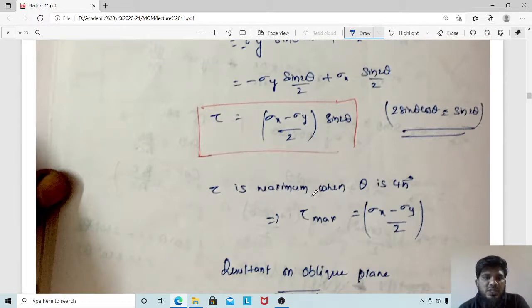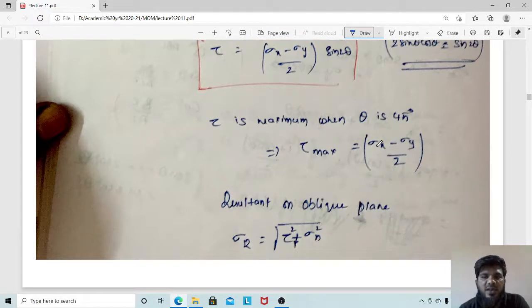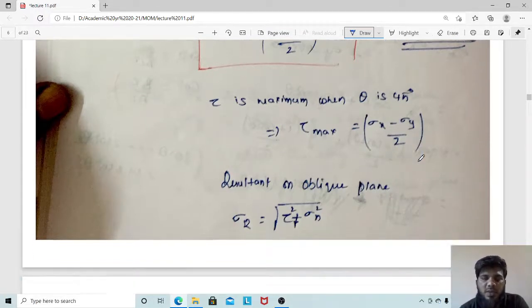Now tau is maximum when theta is 45 degrees. Why? Sin's maximum value is at 90 degrees. Here it is 2 theta, so theta should be 45, since 2 into 45 is 90 degrees. And what is the maximum value of tau? Tau maximum value is (sigma x minus sigma y) by 2.